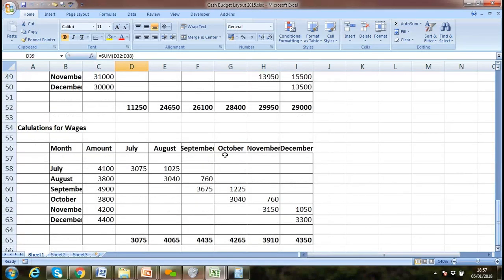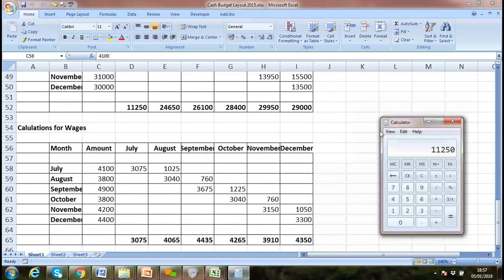The wages, 1 week arrears. So July we have 4 weeks. So what I'll do, I'll divide the 4,100 total wages by 4, times by 3, because 3 weeks we'll get paid during July. We'll carry on doing in August.